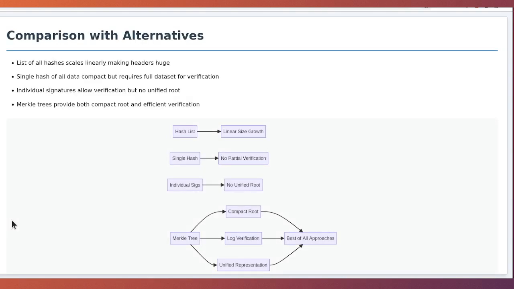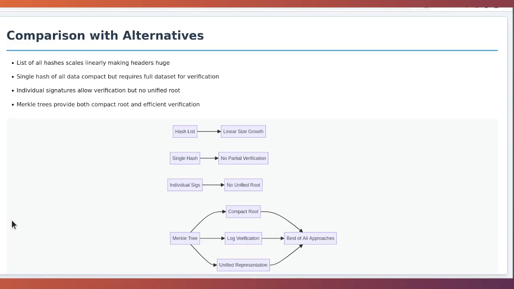Comparison with alternatives. To truly appreciate Merkle trees, it is helpful to compare them with alternative approaches to data verification. Each alternative has drawbacks that Merkle trees elegantly avoid. The simplest alternative is storing a list of all hashes. In a blockchain block, you could store a hash for every transaction in the block header. This allows verification by checking if a transaction's hash appears in the list.